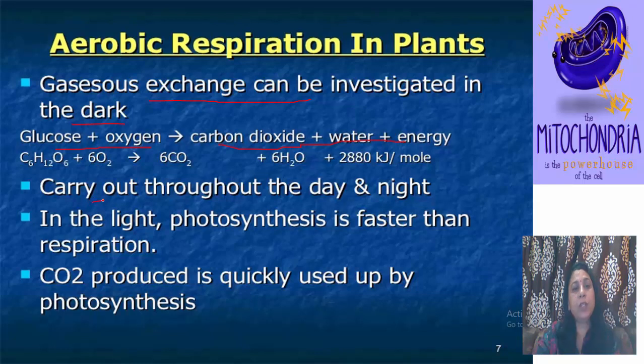This aerobic respiration is carried out throughout the day and night. Whatever the time, respiration occurs, whereas photosynthesis occurs only in the daytime, while respiration takes place in the day as well as at night. In the light, photosynthesis is faster than respiration. Carbon dioxide produced is quickly used up by photosynthesis.